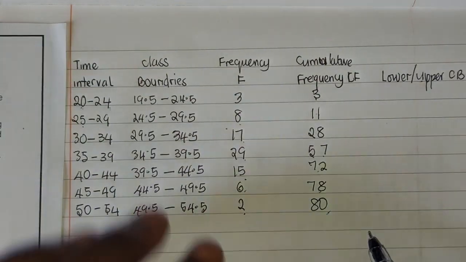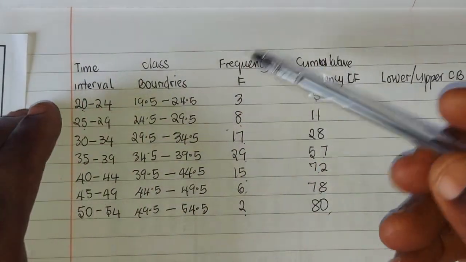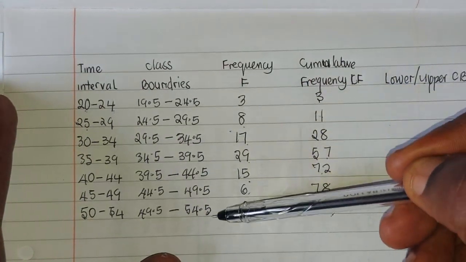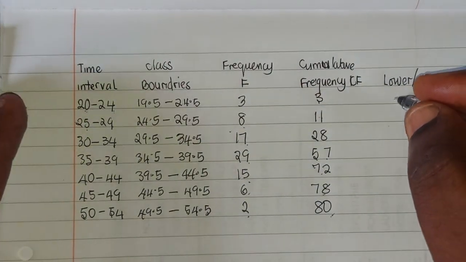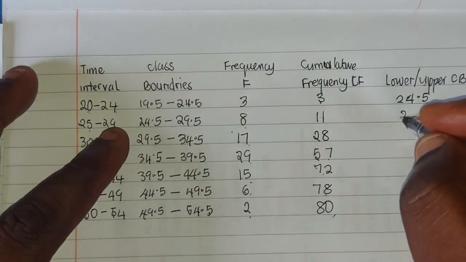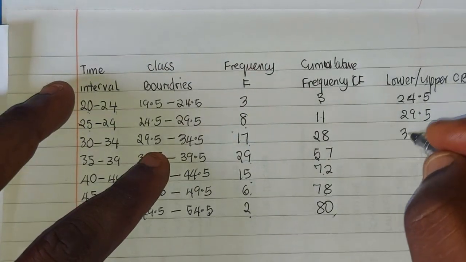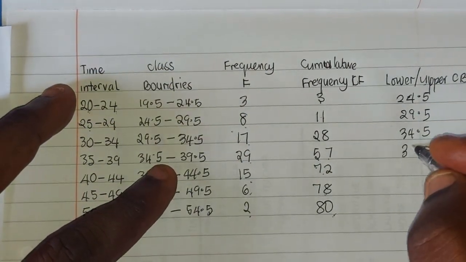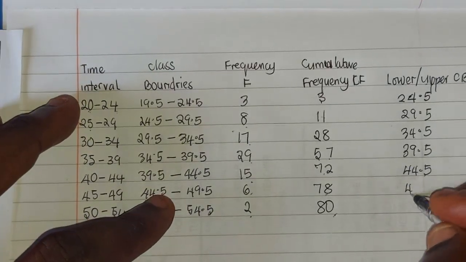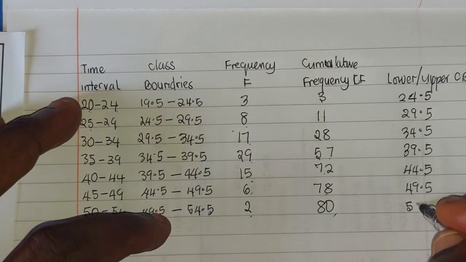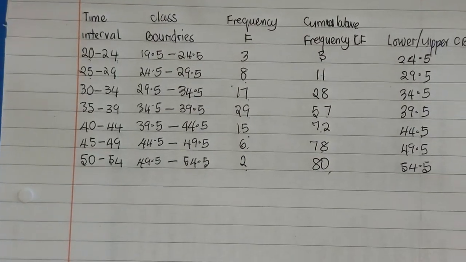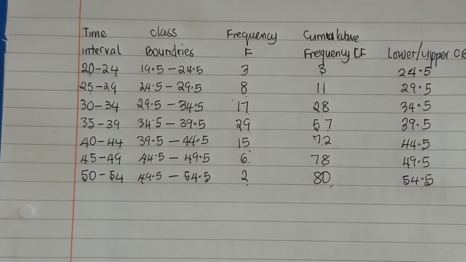Then you will repeat the class boundaries, the upper class boundaries. Here we have 24.5, 29.5, 34.5, 39.5, 44.5, 49.5, and 54.5. Now the next thing is to construct your Ogive on a graph.